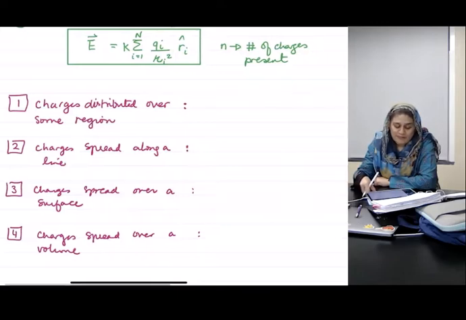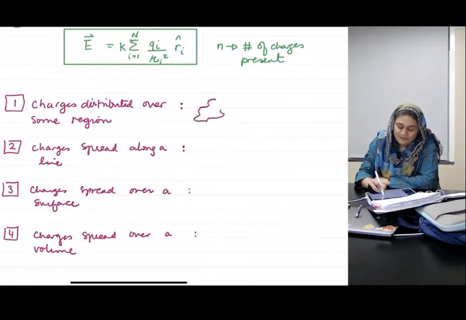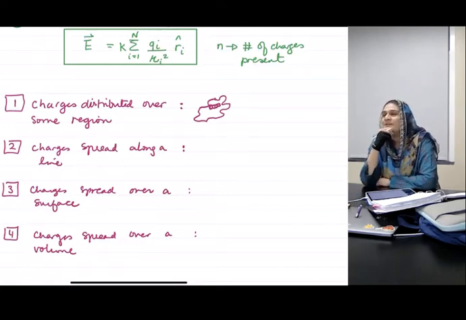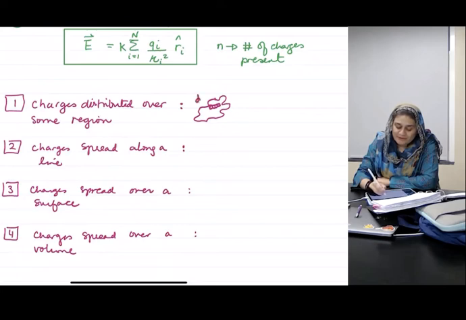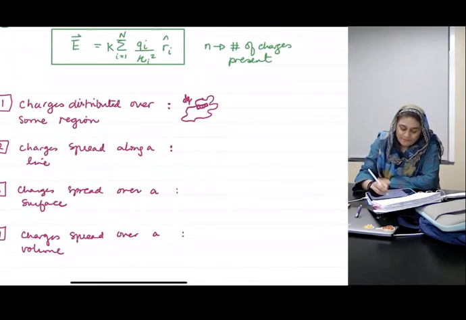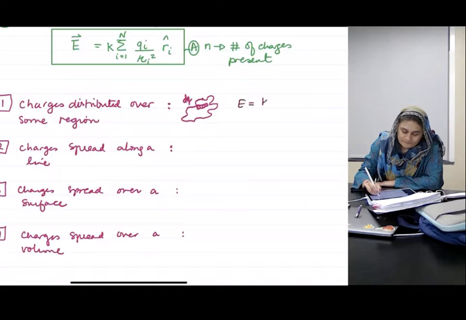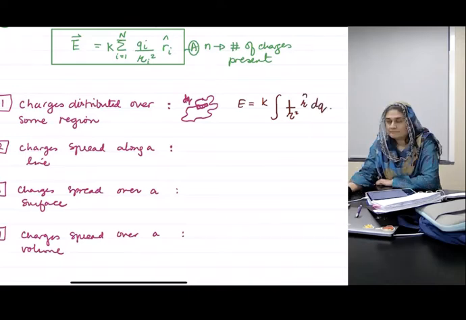Okay, so if I have charges spread over some region, can I take this region to be made up of tiny elements? May I call those tiny elements dq? So then how will this equation, let me call this equation A, change? My sum became my integration over the small dq's that I have now.